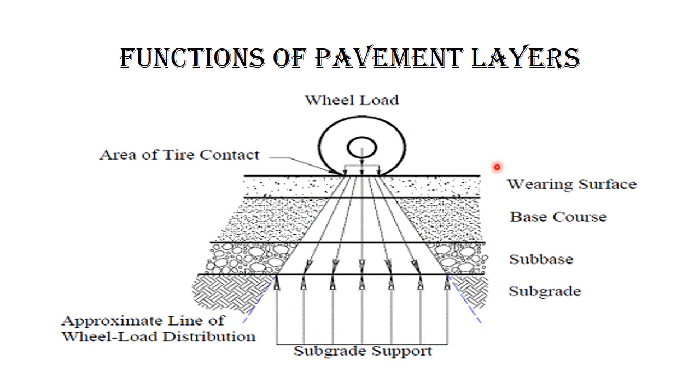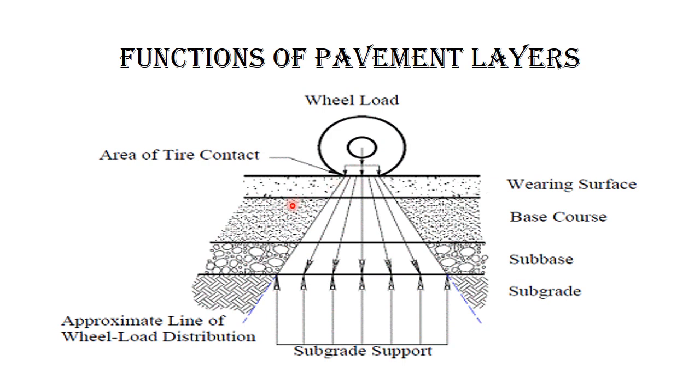In this figure, a load distribution is shown for a flexible pavement. Usually the load distribution will be in a truncated cone shape, meaning that at the topmost layer of the pavement the load or the stress will be maximum. As the depth increases, the load is distributed to a larger area. That's why the stress will be less compared to the topmost layer.